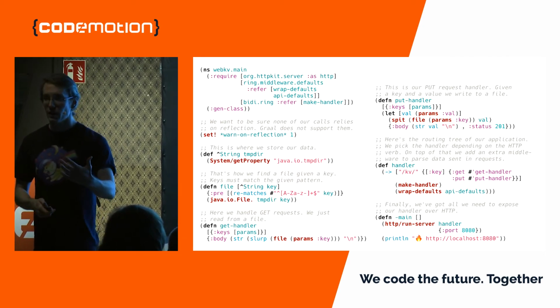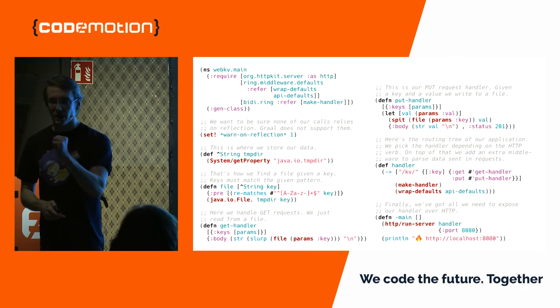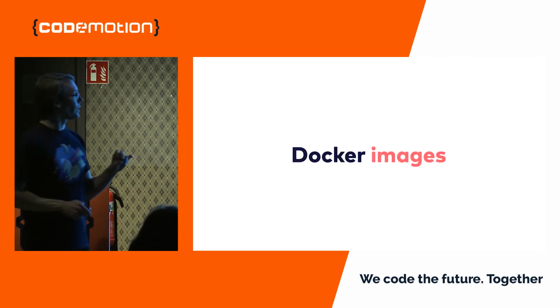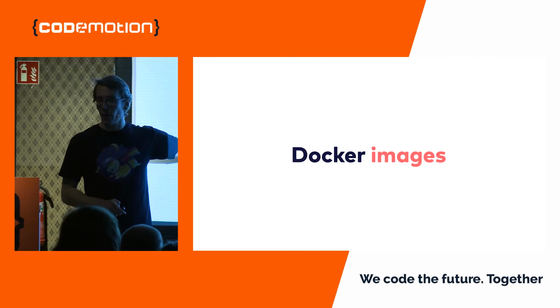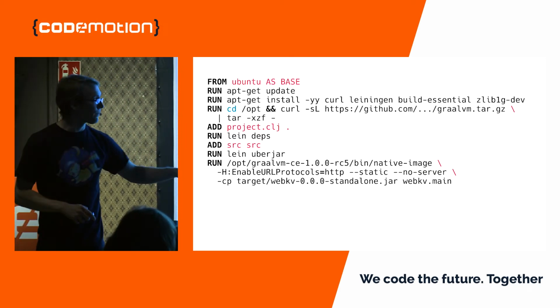Then when we compile it again using native image to produce this self-contained binary, we're not interested in how much time it needs to start up, but rather how large the whole thing is and how well it fits into a deployment pipeline built on top of, for example, Docker images.